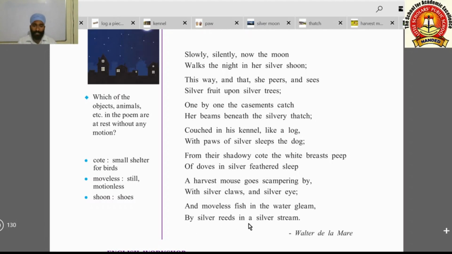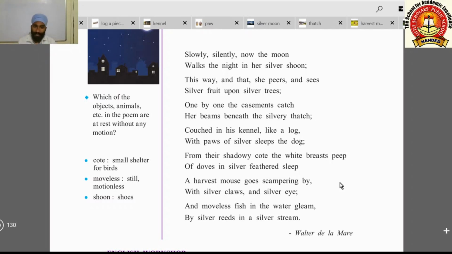By silver reeds in a silver stream. A stream of water is there. Here reeds is a type of grass which grows in water. That is also looking silvery. The stream of water, stream means the flowing water, is also looking silvery. So this is how our poem was.